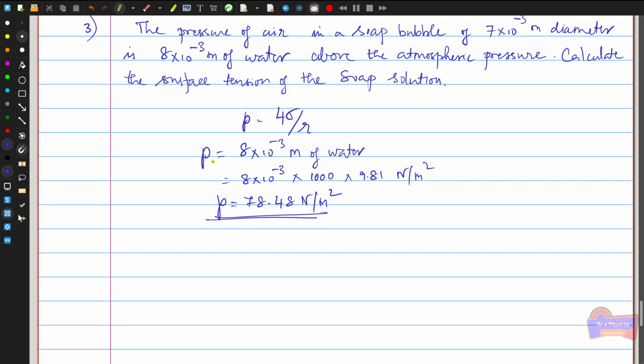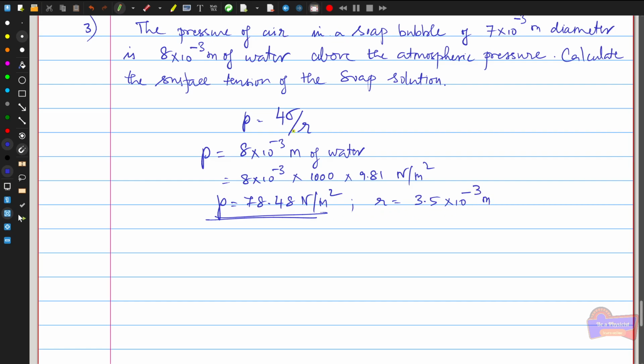So using this P, we can easily find out the radius, which is already given here. The radius R is equal to 7 into 10 power minus 3, that means the diameter is actually given here. So you can find out the radius just by dividing by 2, so that you will get 3.5 into 10 power minus 3 meters. That is the radius.